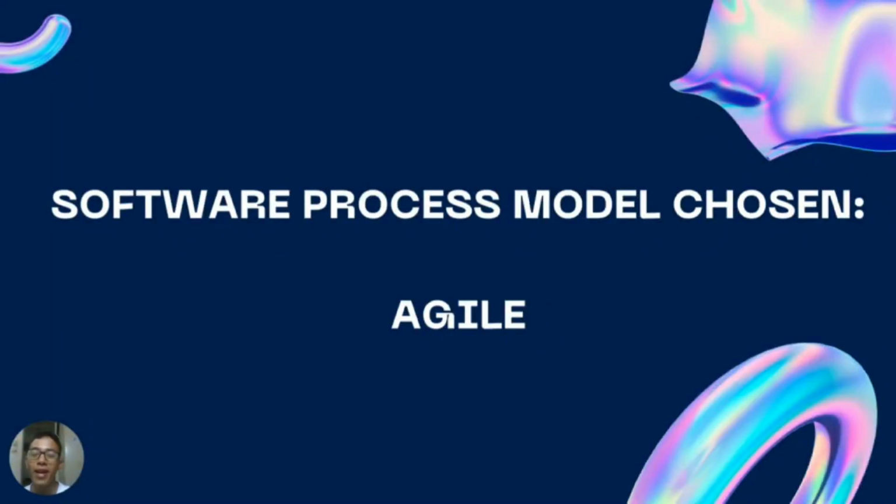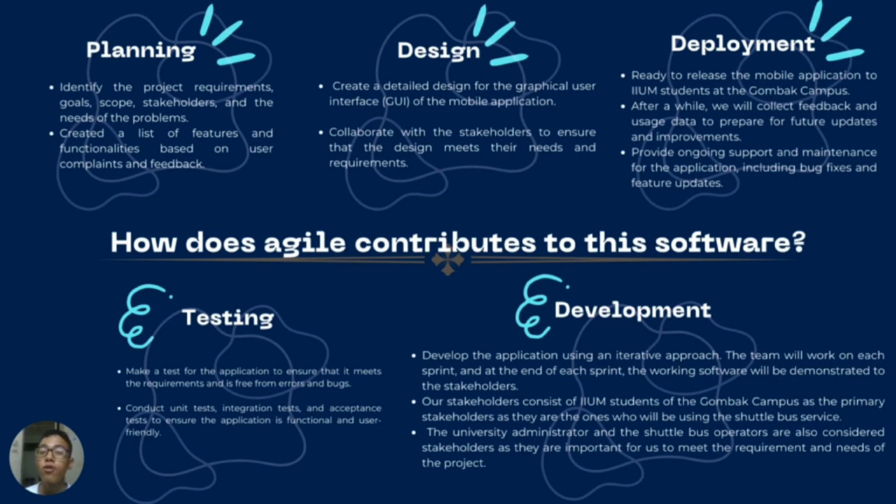Assalamualaikum. My name is Sakawi and I'll be presenting about why we chose the software process model, which is Agile. First of all, we are going to see how Agile contributes to the software. First, in the planning step, we identify the project requirements, goals, scope, stakeholders, and the needs of the problems.